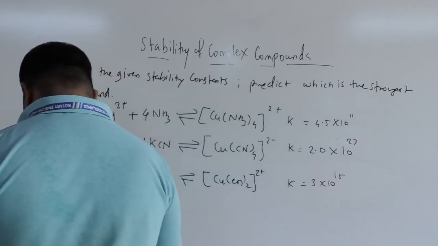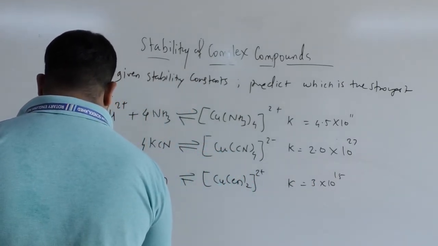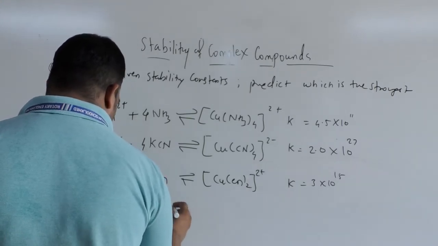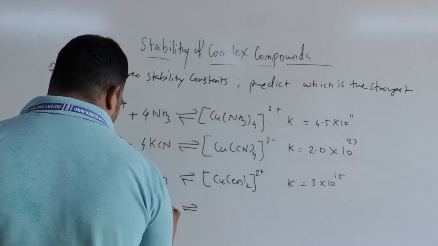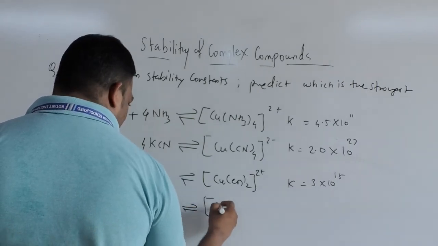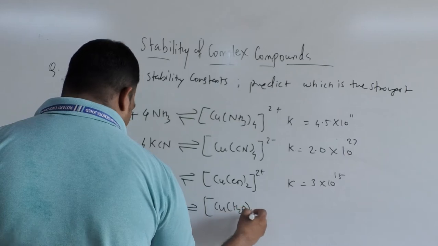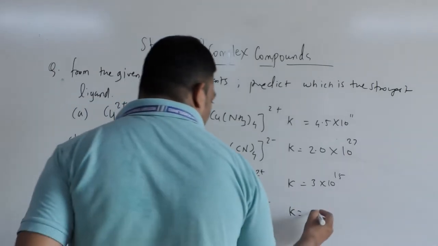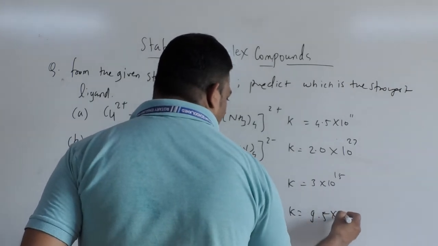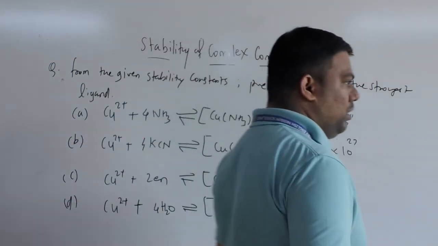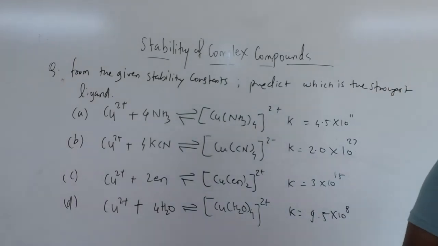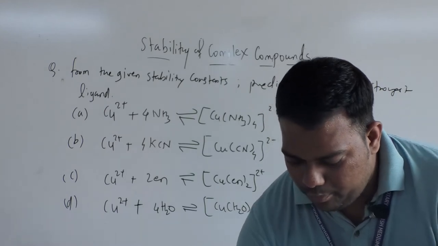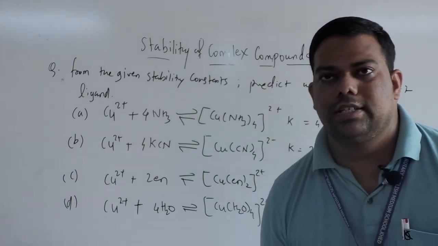And D gives Cu2+ plus 4 H2O, so [Cu(H2O)4]2+, K is equal to 9.5 × 10^8. So this is what they gave here as a question. Now, on the basis of this, we have to predict which one is the strongest ligand.